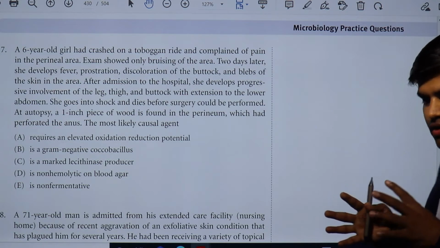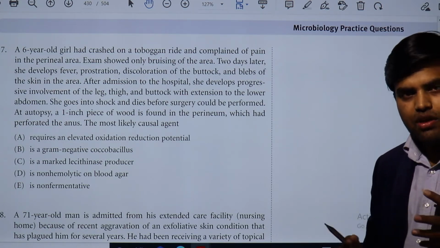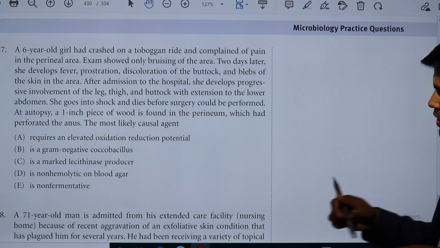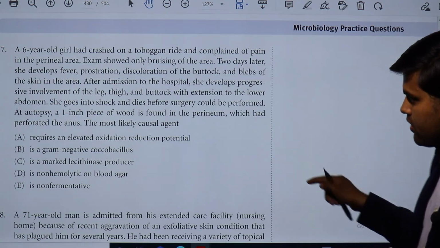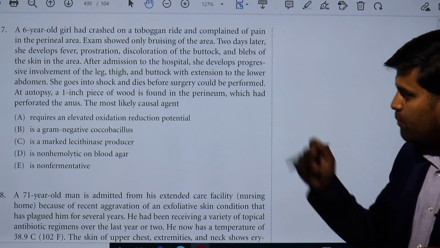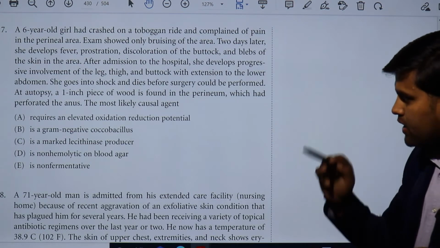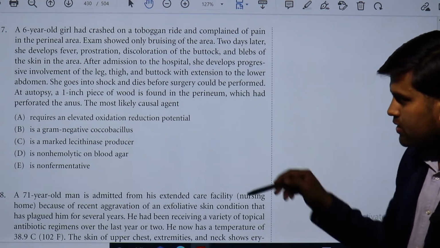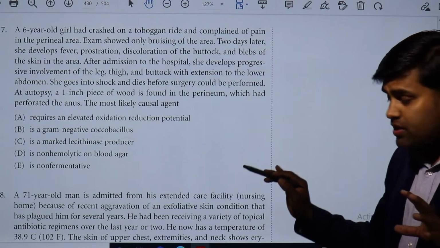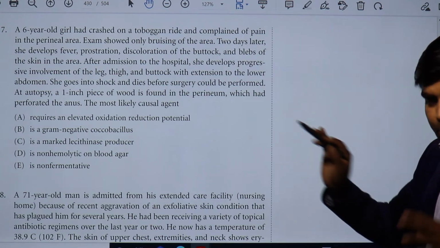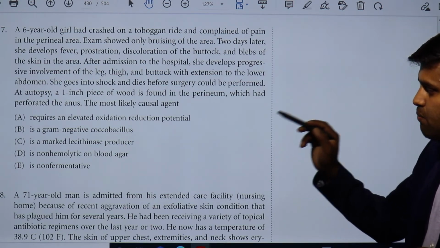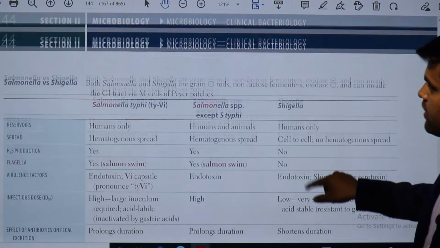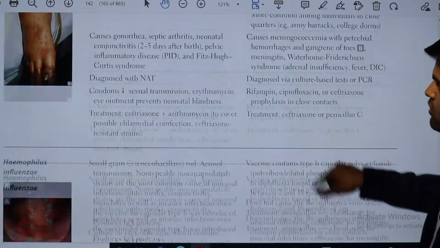And the myonecrosis caused by the bacteria that is present inside your gut is usually Clostridium perfringens. So let's find out. Requires an elevated oxidation reduction potential, is a gram-negative coccobacilli, is a marked lecithinase producer, is non-hemolytic on blood agar, is non-fermentative. Among these, the characteristic that matches Clostridium perfringens is C, a marked lecithinase producer. Let me take you to the point to understand this Clostridium species, that is a gram-positive bacteria.